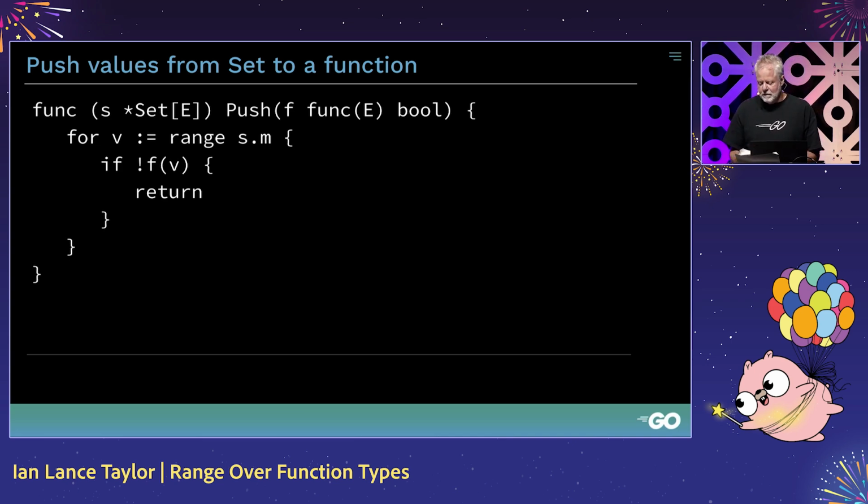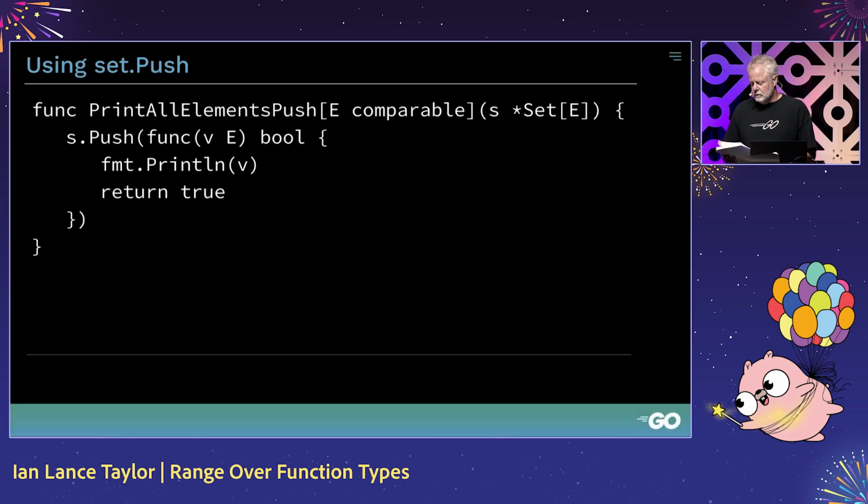In the Go standard library, we see this general pattern used for cases like the sync.Map Range method, the flag.Visit function, and the filepath.Walk function. But it's just a general pattern. As it happens, none of those three examples work quite the same way. This is what it looks like to use the push method to print all the elements of the set. You call push with a function that does what you want with the element.